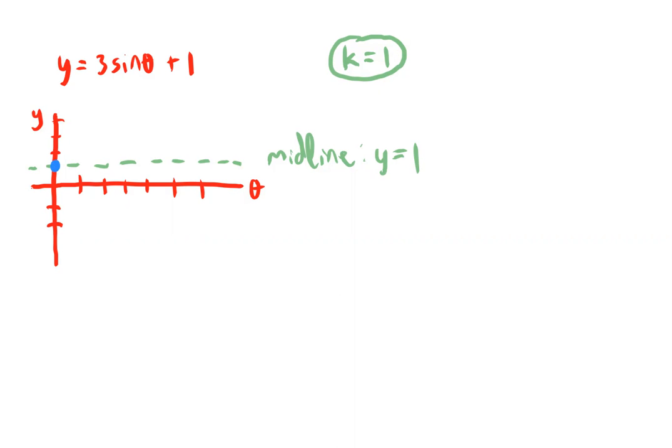So we're basing this green dotted line, we're treating that like our new x-axis. And then everything else is the same. You can ignore the plus 1 now. Okay, so let's go do what we've always done. So the amplitude is the absolute value of 3, which is 3.